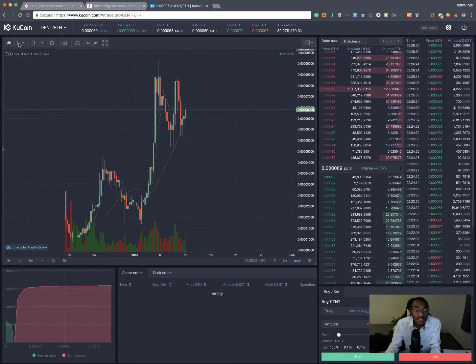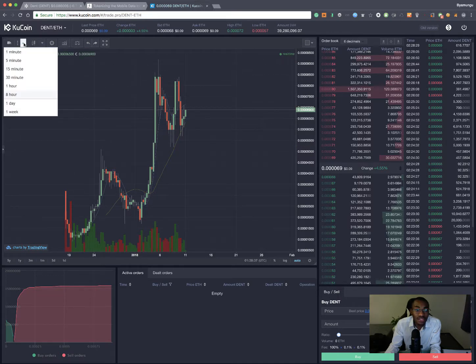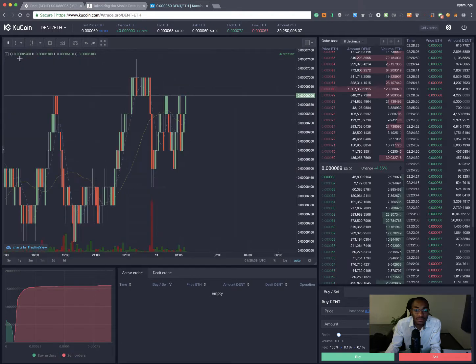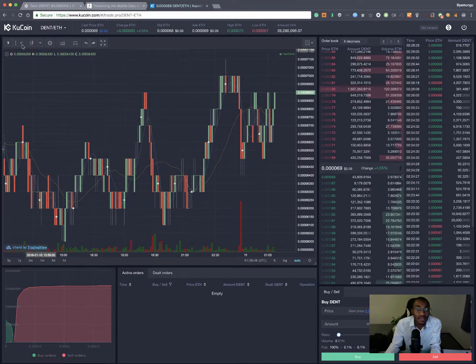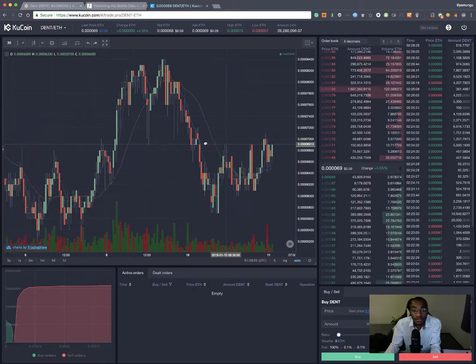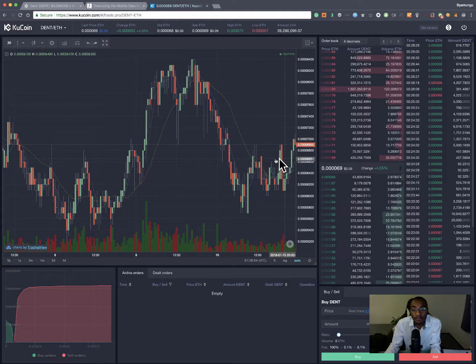And I can see that the chart here says 8 hours. So I can change that maybe to 5 minutes. So this one here represents 5 minutes of change, so 5 minutes on each one here. Every day, 5 minutes. Maybe 30 minutes would be good to see. So the price has been changing.